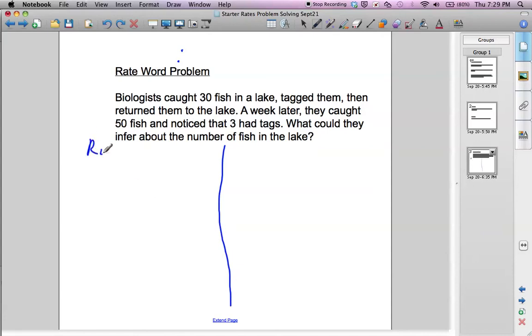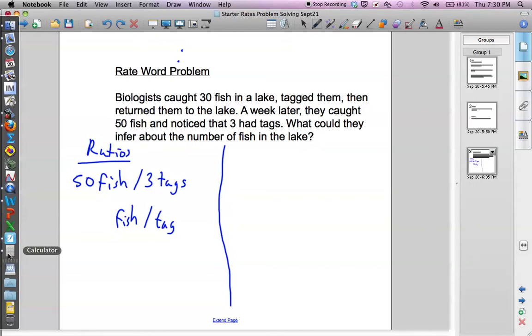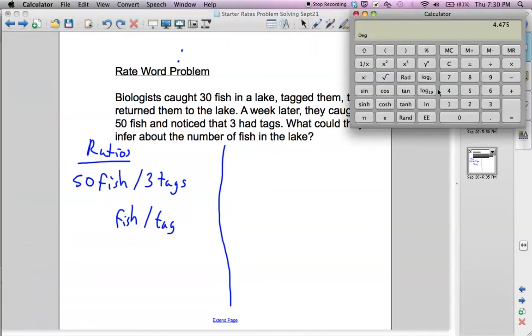First way with ratios. If there are 50 fish per 3 tags in the catch, then if you want to get the unit rate, we're going to do 50 divided by 3. And that's going to give us the fish per tag rate. Let's put that on the old calculator here. 50 divided by 3 is 16 2/3.